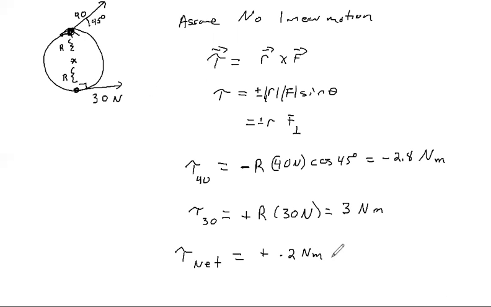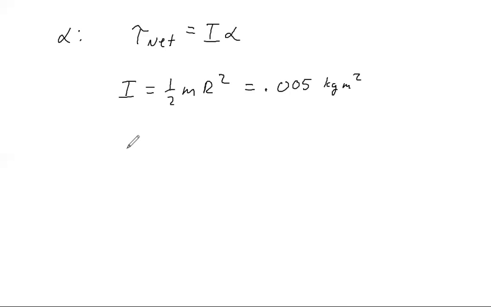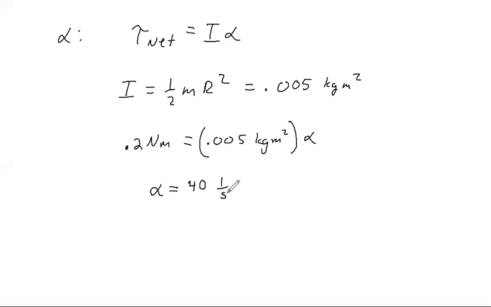So I find the net torque was 0.2 Newton meters equals I times alpha, 0.005 kilogram meters squared times alpha. Therefore, alpha equals 0.2 divided by 0.005, which is 40. If we keep track of the units on this, remember, a Newton is a kilogram meter per second squared. So this becomes, when you work it all out, 40 inverse seconds squared.